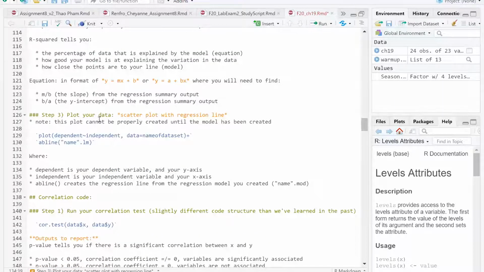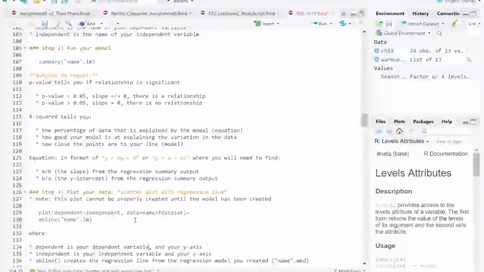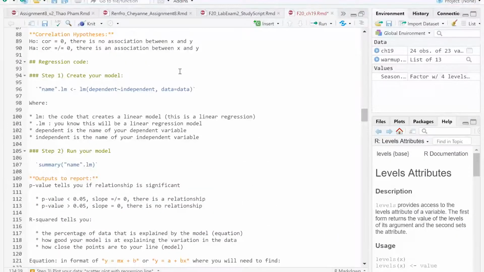The last thing you want to do is plot your data. You can start with a plot to make sure that your data are linear. That's the reason that you want to plot your data first and see if the variances are good.